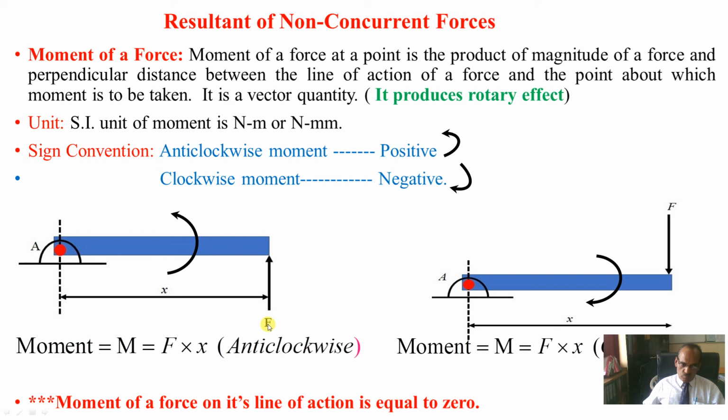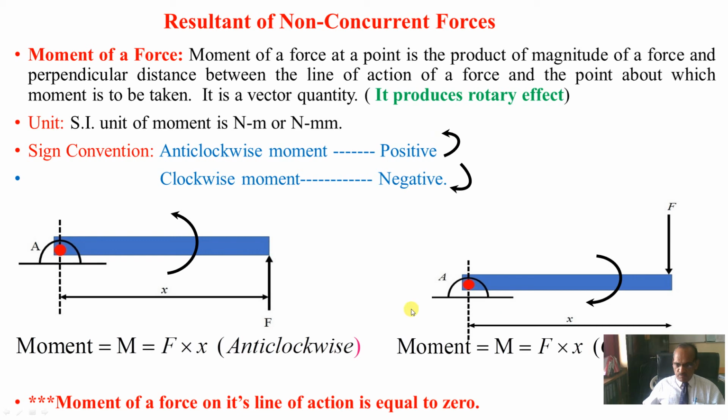The moment produced by the force, M, will be equal to the magnitude of force, suppose force is 10 Newton, multiplied by the perpendicular distance. This is a line of action up to the point of rotation A. So this distance x is the perpendicular distance from the line of action up to the point A. So F into x is the magnitude, and it will act in the anti-clockwise direction. Our sign convention: anti-clockwise moments we are going to take as positive.